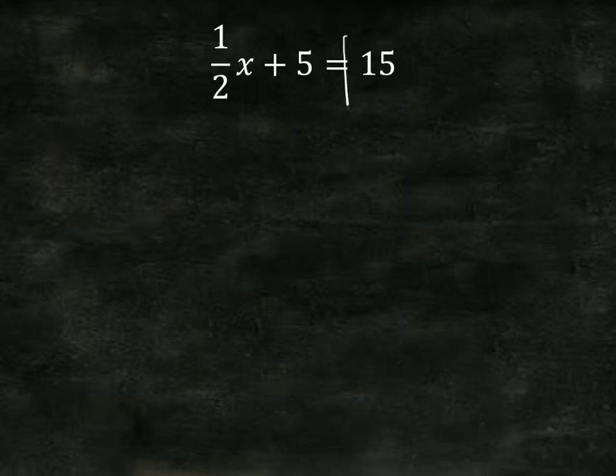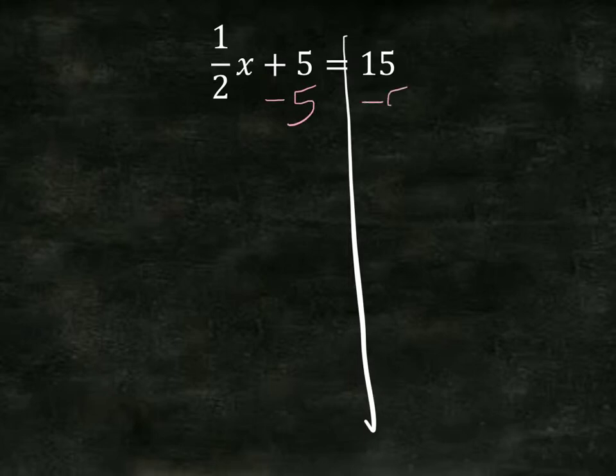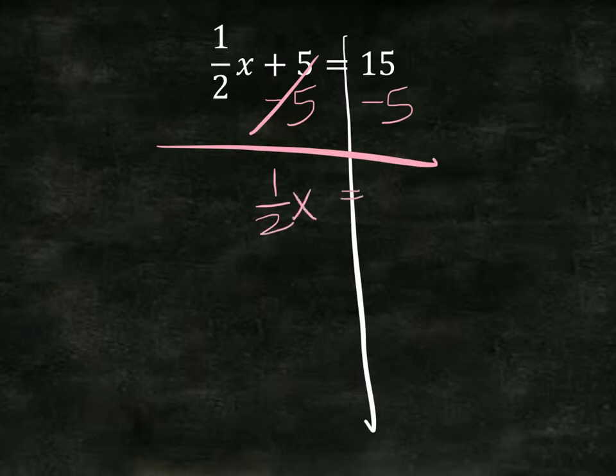I need to get rid of that plus 5 first. So what's the opposite of plus 5? Well, it's minus 5. That's our inverse. So on the left side, I'm left with 1/2 x. On the right side, 15 minus 5 is 10. Now here's where some people get in trouble. They say, okay, I'm going to divide by 2. 10 divided by 2 is 5.